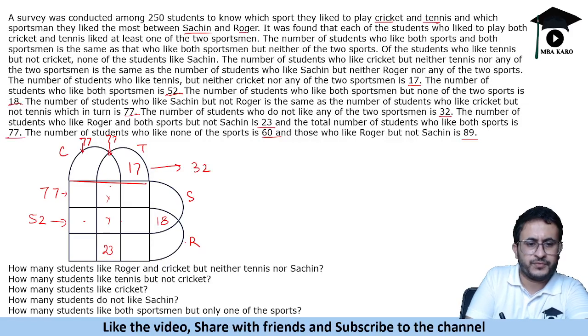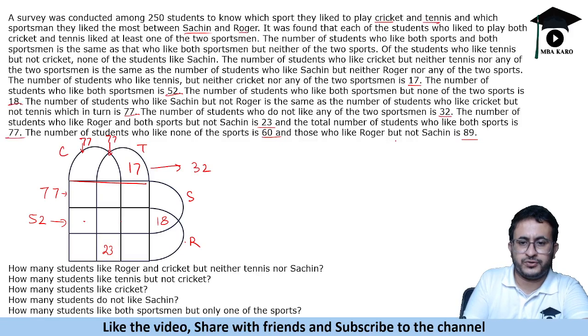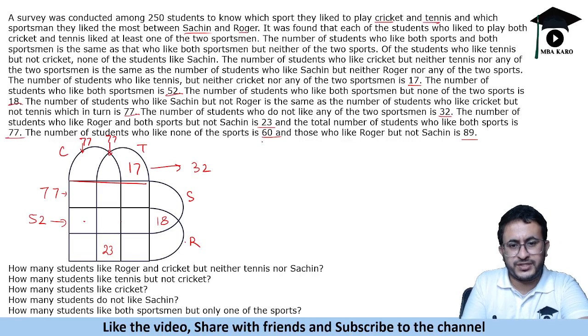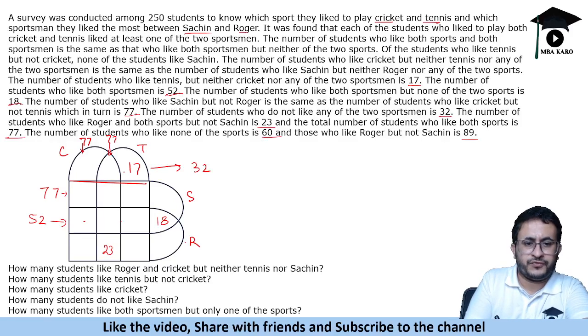Both sports. So these two are missing. So this total is also 77. The number of students who like none of the sports is 60. None of the sports, that means these are the sports people. So none of the sports means the sum of these three.